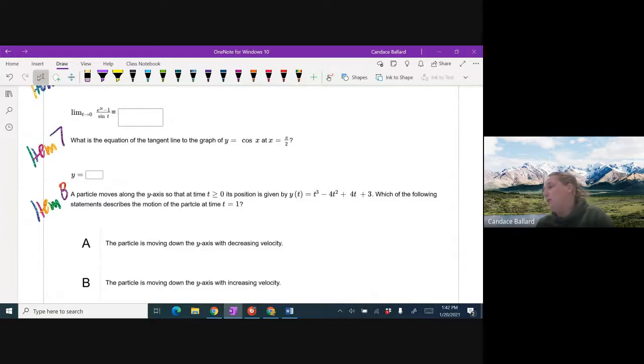All right, what two things do we need to write? Equation of a tangent line. Put it in the chat.